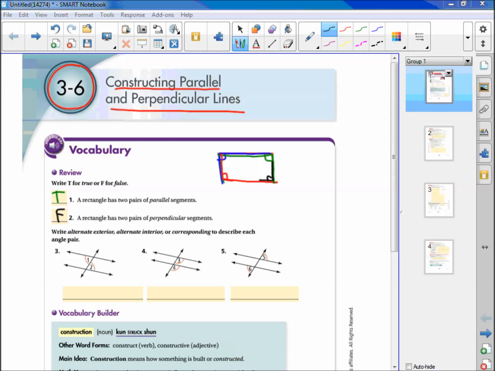Write alternate exterior, alternate interior, or corresponding to each diagram and each angle pair. So the first one, these are interior, so this is alternate interior. These are both in the bottom right, so this is corresponding. And these are outside, so the exterior, the interior is in here. So these are alternate exterior.